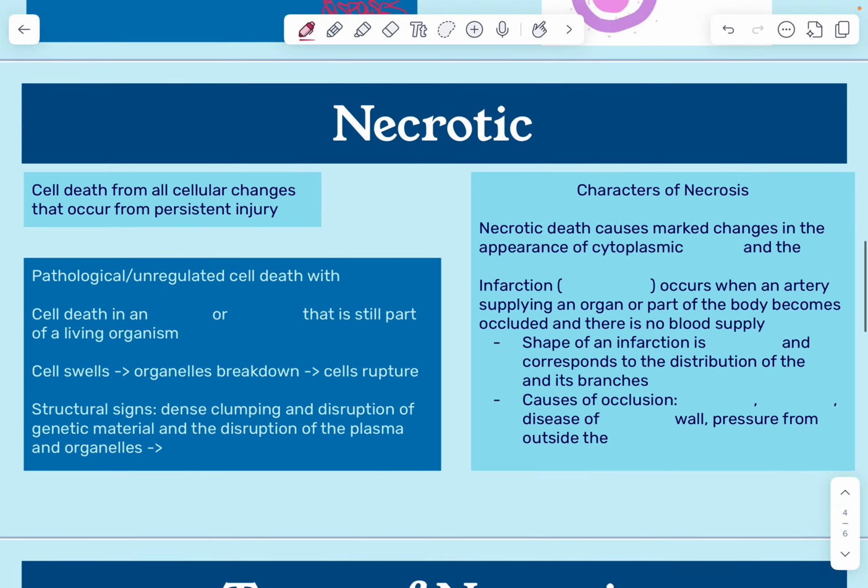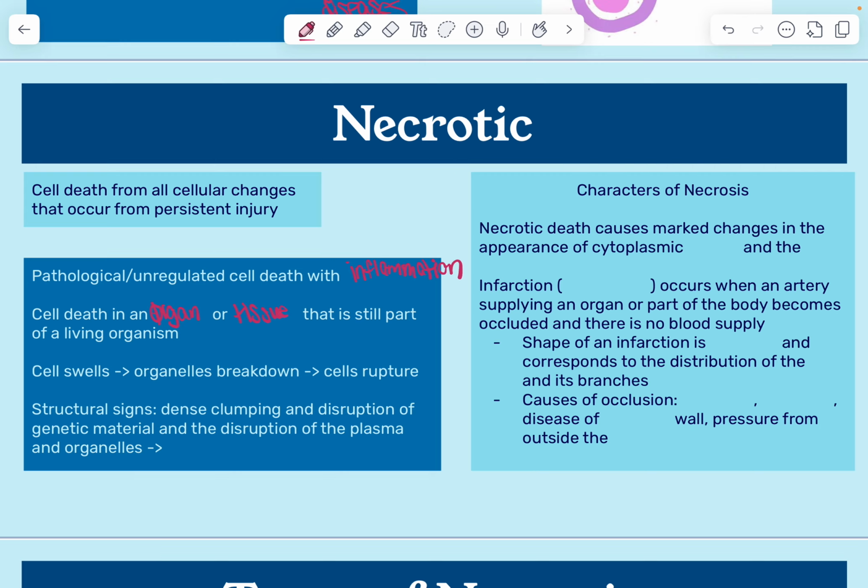The next type of cellular death is necrotic cell death, and this is cell death from all cellular changes that occur from persistent injury. So it is pathological or unregulated cell death with inflammation. The cell death can occur in an organ or a tissue that is still a part of the living organism.